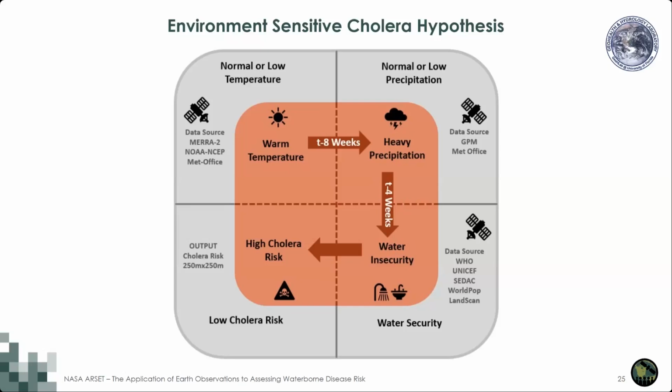But finally, the last component that's really necessary for there to be a high risk of cholera is water insecurity. So very often in, let's say, the US, we have conditions where warm temperatures and heavy precipitation are present, but we obviously do not have outbreaks of cholera. And the main reason for that is that we have robust water and sanitation infrastructure, where the treatment processes allow us to have eliminated this pathogen from our water sources that we interact with daily.